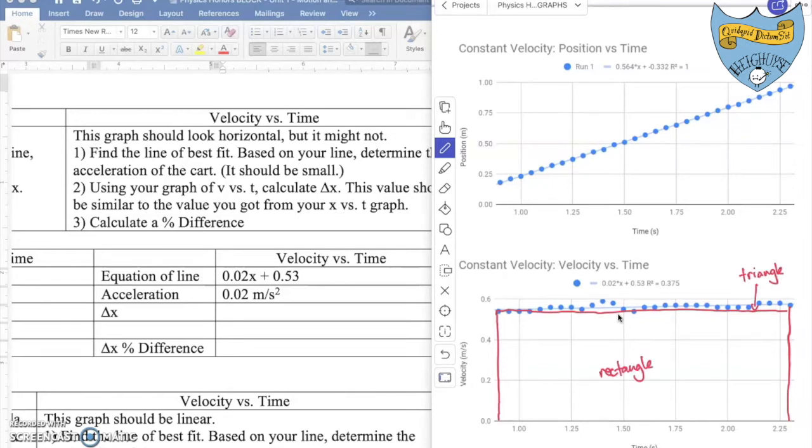All right, well, let's see. Area of a rectangle, that would be length times width. And triangle, you know, of course, is 1/2 base times height. Now all we've got to do is figure out, all right, what are length and width and base and height for this rectangle and triangle here.